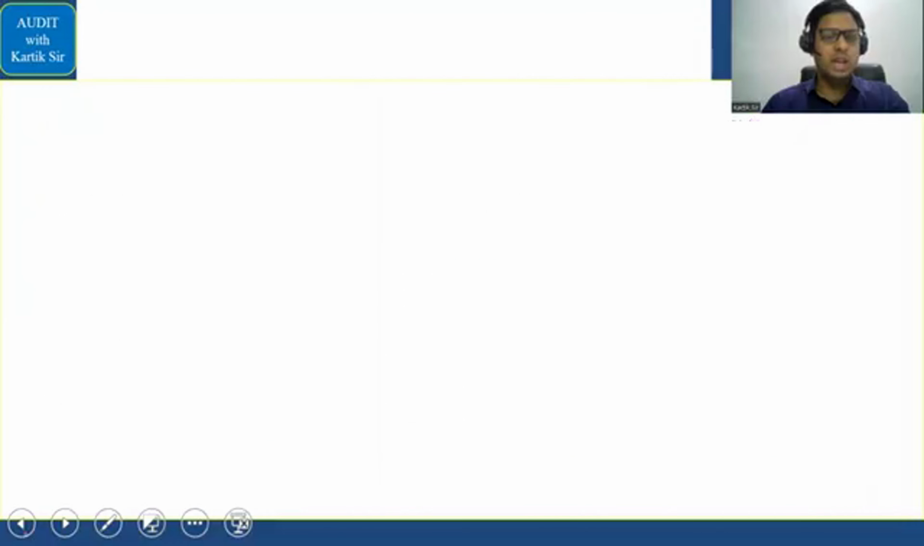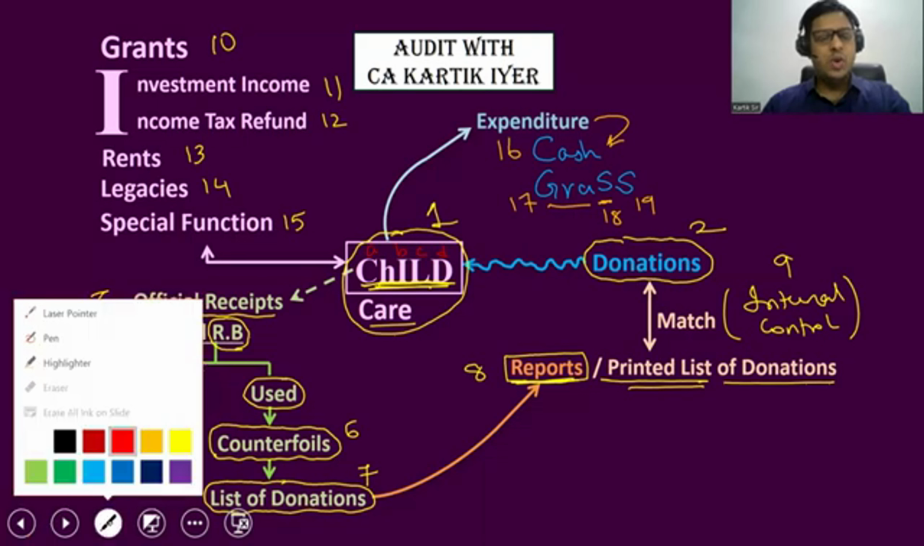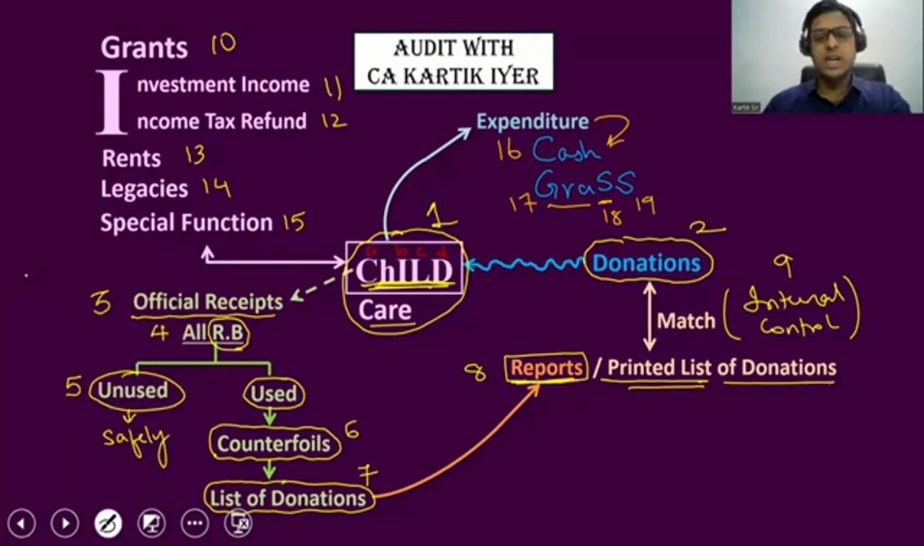Before going further, let's do the audit of charitable institutions. A nice chart is there, we'll do it from here. Now let's do this chart. I think the students who must have done this chart will already be strong on it. We'll do a quick recap so that it is easy for you to understand.